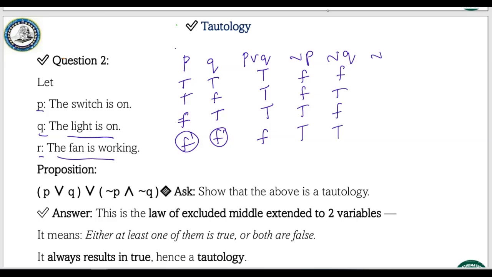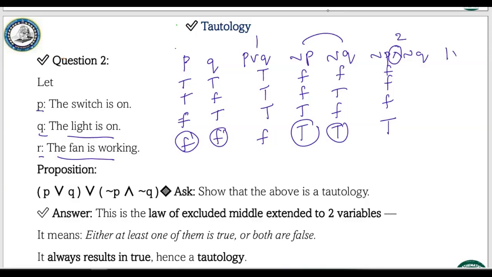Now we will write negation P and negation Q. For these two values we have to check the condition: T and T is T. So we have here T and T, it is T. Otherwise all the values are false. Now we'll call these final values 1 and 2. So we will write 1 or 2.